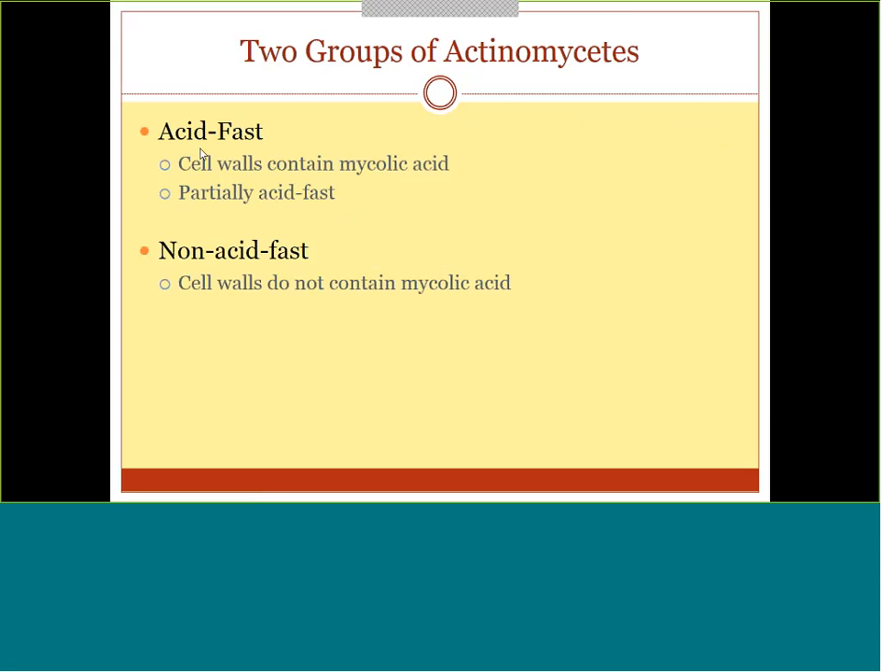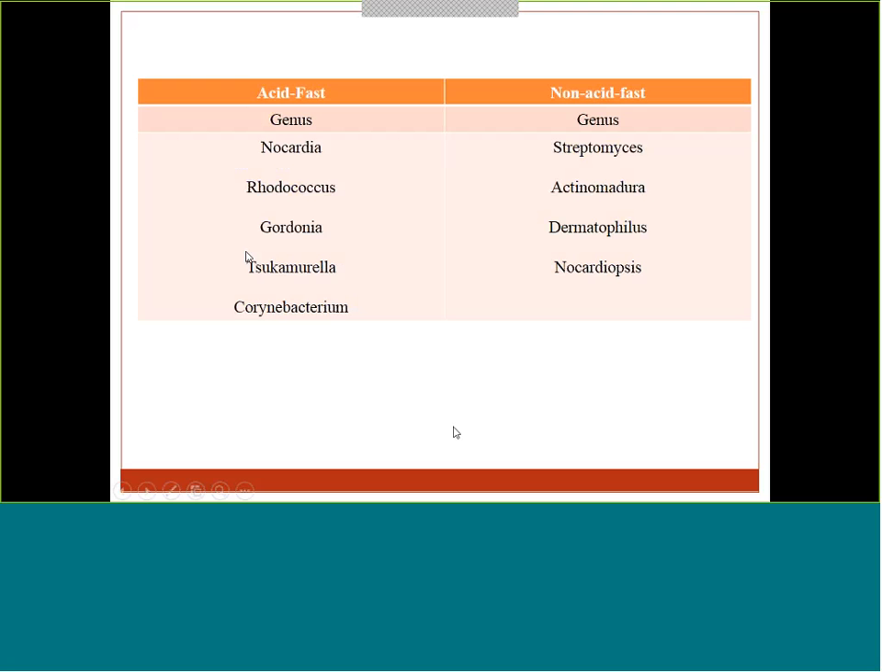There are a few of these organisms in this group that also will be acid fast because they have mycolic acids in their cell wall. And then there's another group of Actinomyces that are non-acid fast, that are just normal. You can gram stain them, and when you do, you will see their gram-positive rods. So here are the different ones that fall under each group.